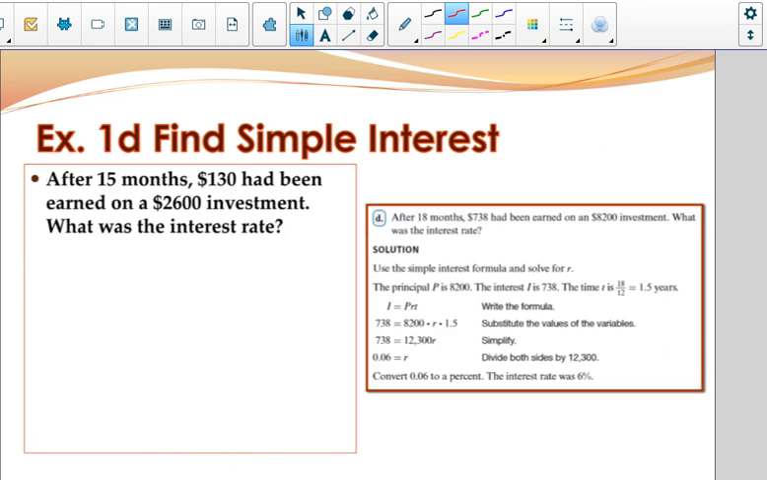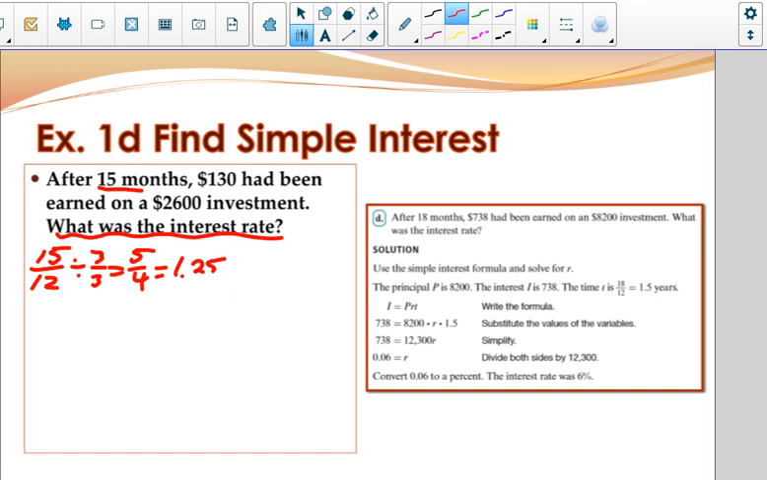Example D, now we're finding the interest rate. The same formula, but this time we're trying to find the R. And you notice that this says 15 months. So I need to convert 15 months to years. I would just take the months and divide by how many months are in a year. There's 12. Divide by 3/3, which gives me 5/4, which would be 1.25. So 1.25 years.